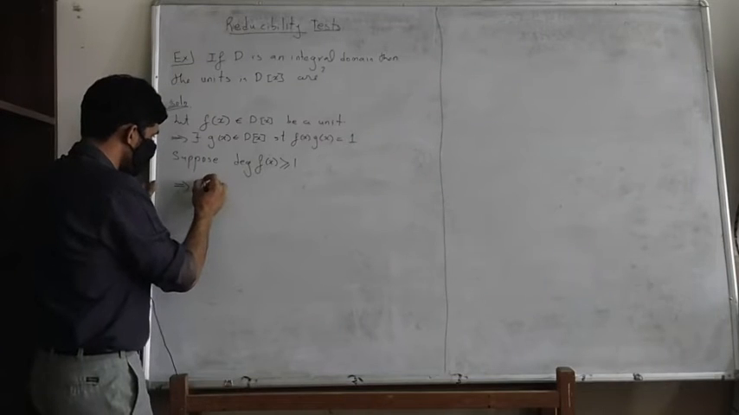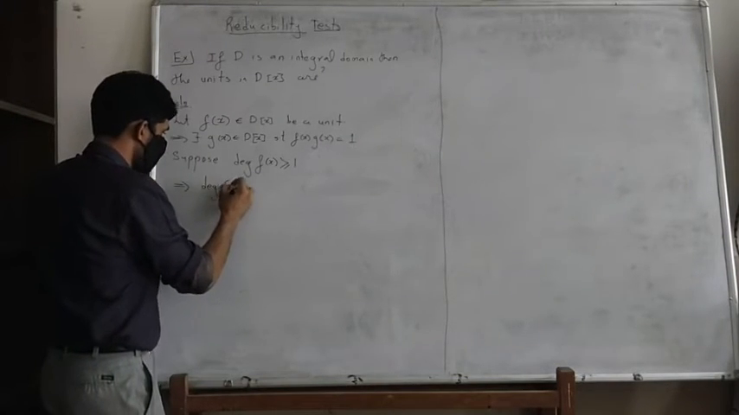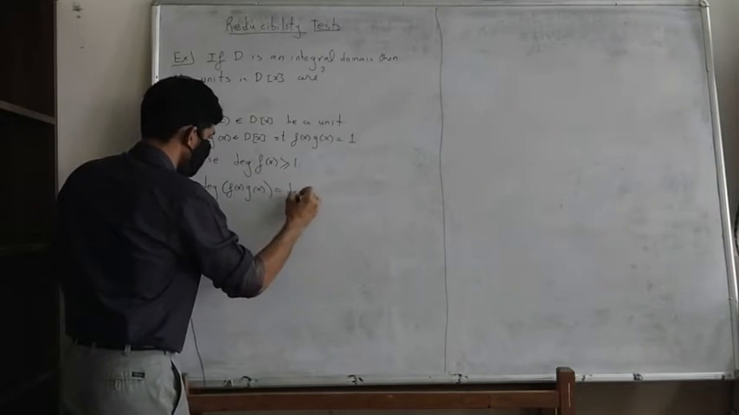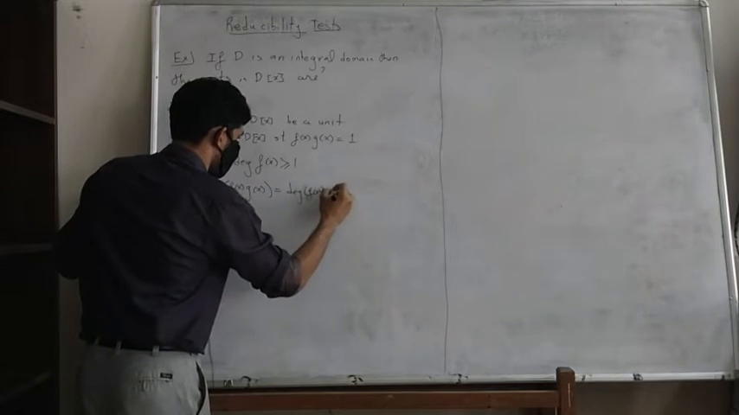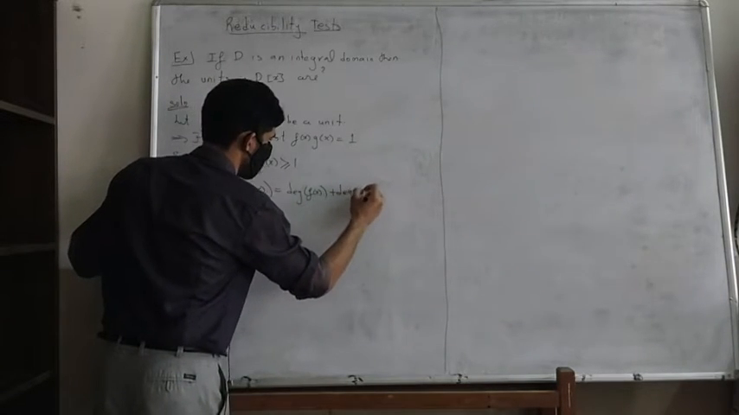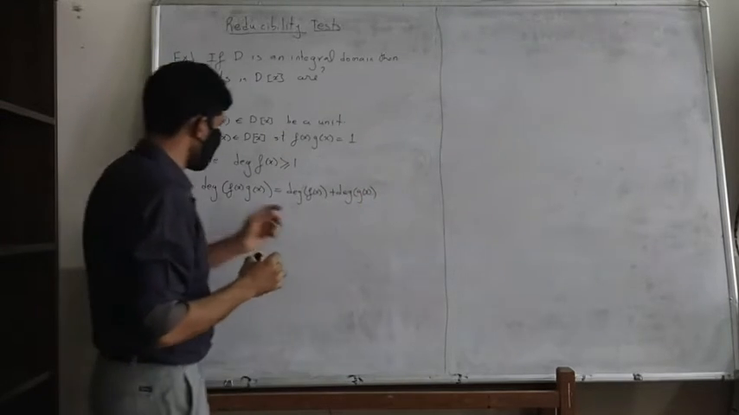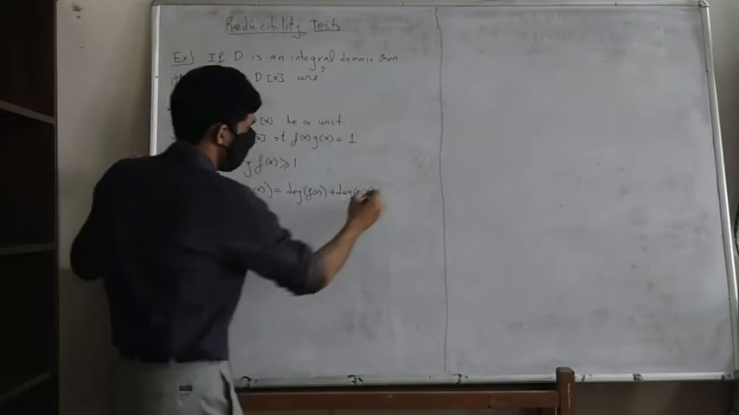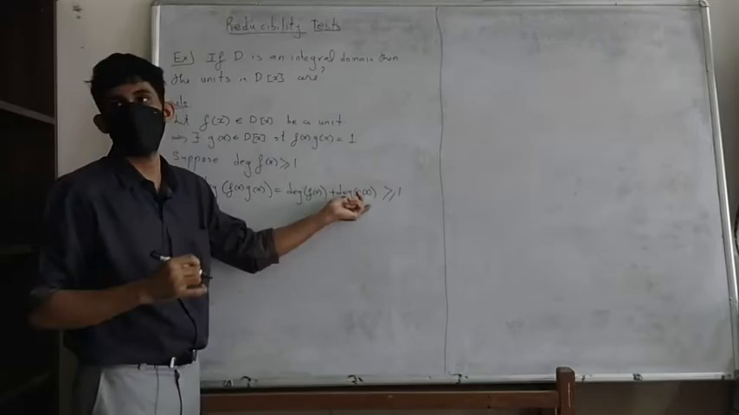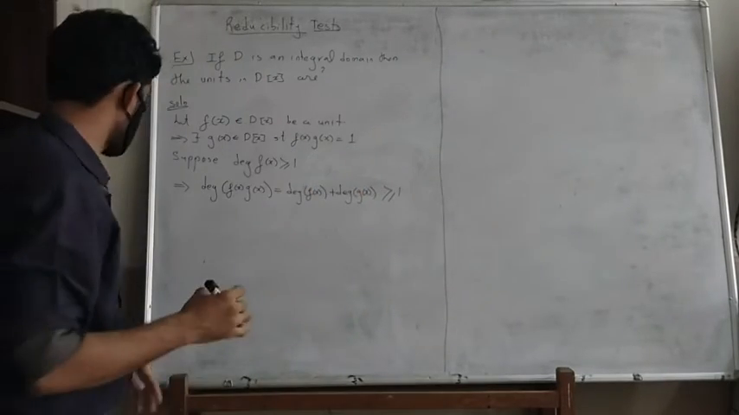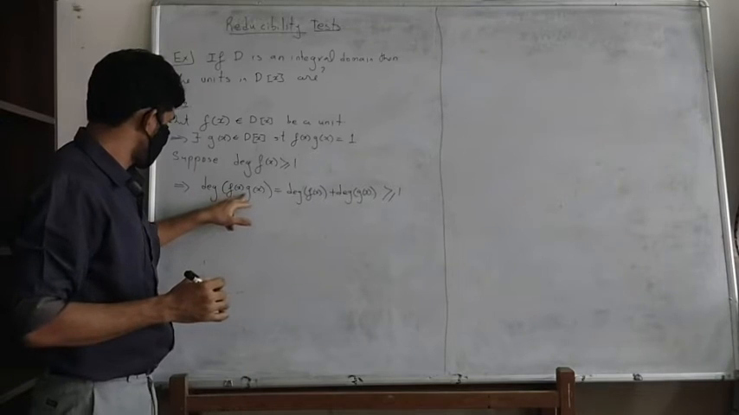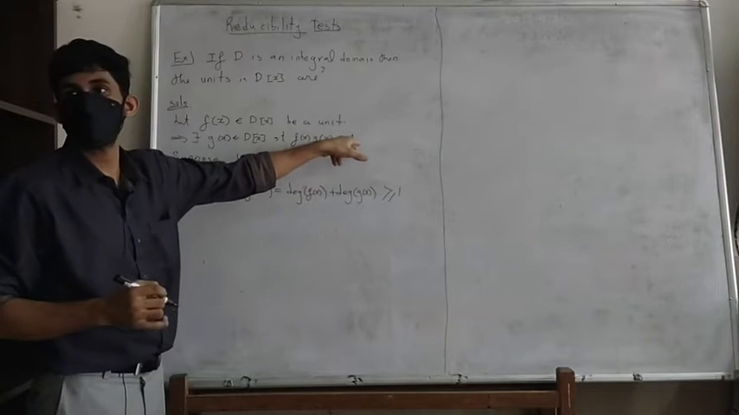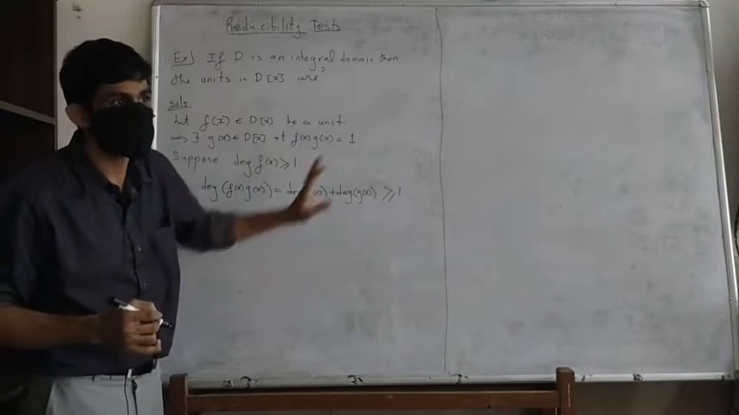So therefore the degree of f(x)g(x) is the degree of f(x) plus the degree of g(x). Okay, but then this is greater than or equal to 1, right? It really doesn't matter what g(x) is; even if it is of degree 0, it's still going to be greater than or equal to 1. Now what has happened? The degree of f(x)g(x) is greater than or equal to 1, but what is f(x)g(x)? It is the constant polynomial 1. So that's a contradiction.